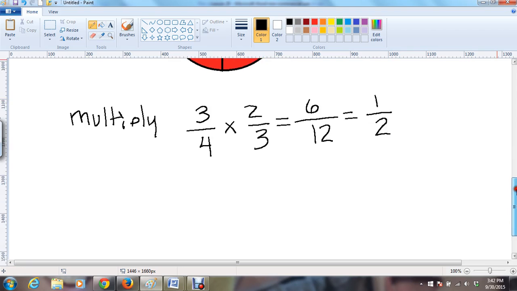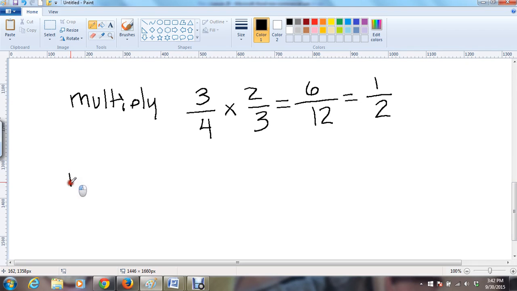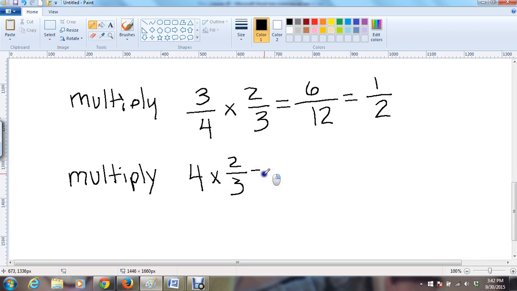All right, if I want to multiply a whole number by a fraction, like this, 4 times 2/3, then I just have to remember that 4 is a fraction. It's just the denominator of it is 1. 4 is 4 over 1. So any whole number can be written as a fraction. You just give it the denominator 1.